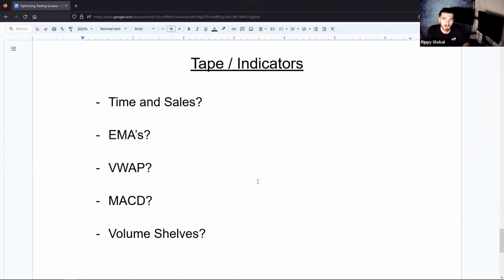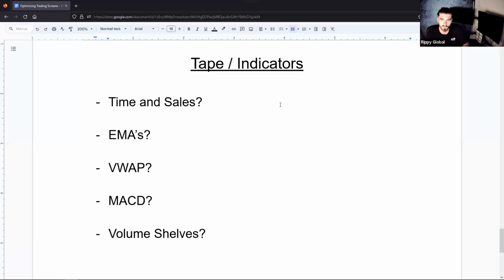The last thing that a lot of people have asked me about, and I will briefly speak on this, but I don't want to give too much out with what I personally use because I don't really emphasize that to people very often. But the whole idea of indicators, or what do you use for your quote unquote secret sauce? Many people use time and sales, aka the tape, the order flow. Many people have specific indicators they use, whether it's the EMAs, the VWAP, the MACD, or maybe even just volume shelves or the idea of volume increase on candlesticks.